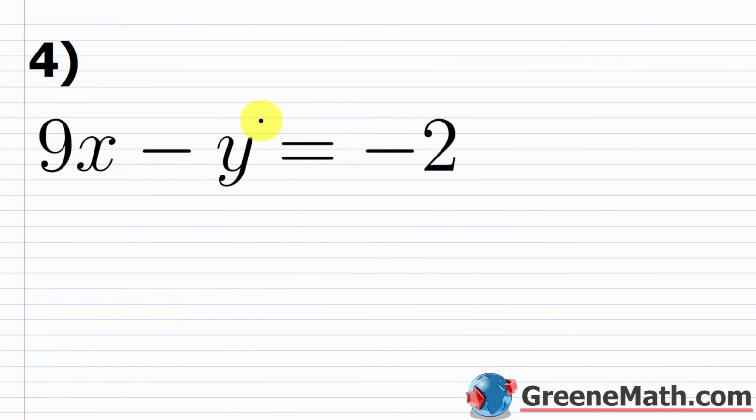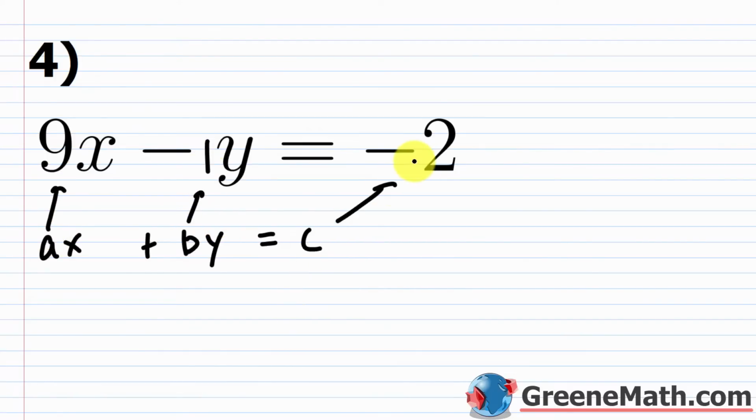All right, let's take a look at problem 4. So here we have 9x minus y equals -2. So again, ax plus by is equal to c. So a here is 9, b here is -1, and c here is -2. Not that you need c, but basically m, the slope, is equal to -a over b. So -9 over, for b you have a -1. So this is -9 over -1, which is +9. Okay, so that's my slope.